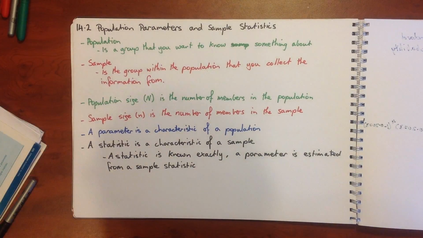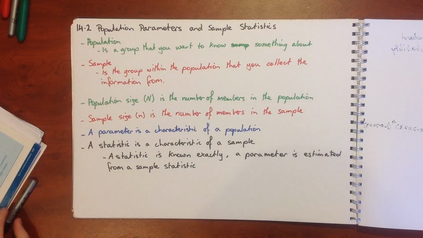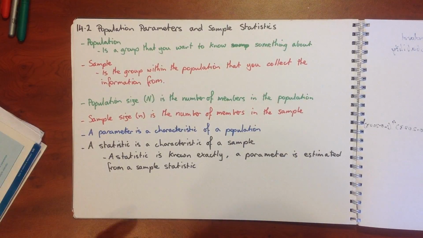In this tutorial we're looking at section 14.2 on population parameters and sample statistics. Before I get started, I really want to make sure that you understand that chapter 14 is our main new section in the new study design.